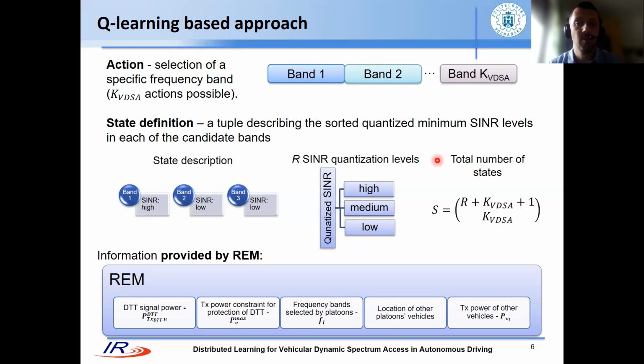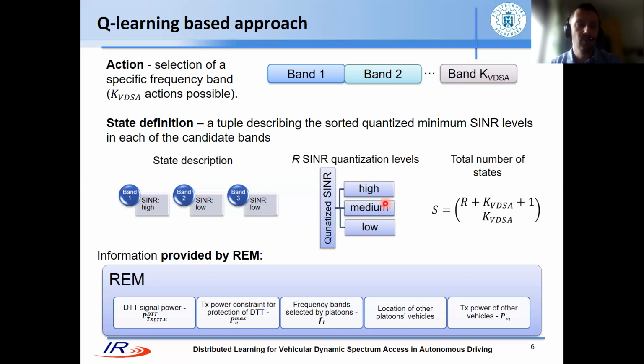So we calculate the minimum SINR levels in each of the candidate bands. We quantize it using our quantization levels. So here we have an example of 3 quantization levels, and store it as a tuple, right, with the values of SINR sorted in descending level. So we have configuration from different bands, for example, band 1, band 2, band 3, and the SINR is, for example, high, low, and low with the quantization levels applied. Such a tuple describes the state of our platoon. So the total number of states, assuming this quantization and K_VDSA bands available, is (R + K_VDSA + 1) over K_VDSA. So this is the binomial coefficient.